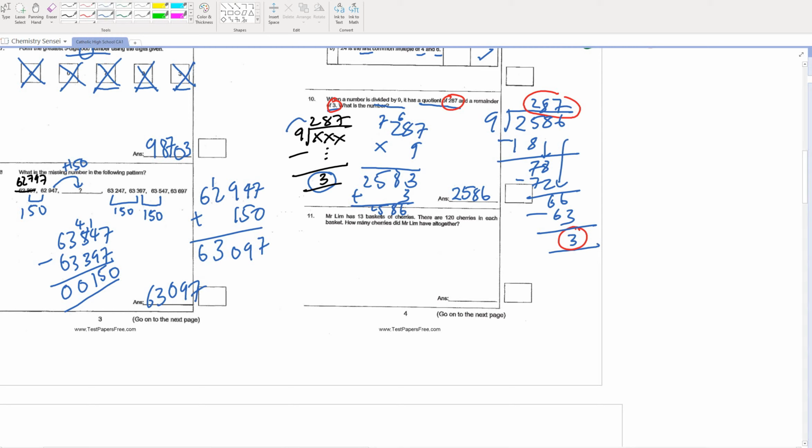Question 11. Mr. Lim has 13 baskets of cherries. There are 120 cherries in each basket. How many cherries did Mr. Lim have altogether? So we have one basket of cherries, which is 120. This is the first basket. The second basket of cherries, similarly also 120. Third basket of 120, all the way until the 13th basket of 120. So there are 13 groups of 120.